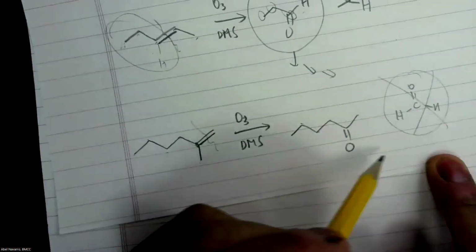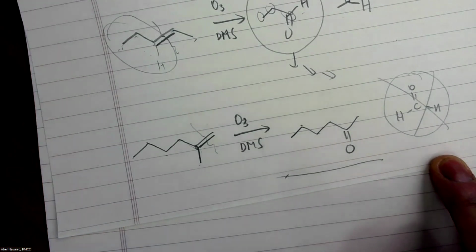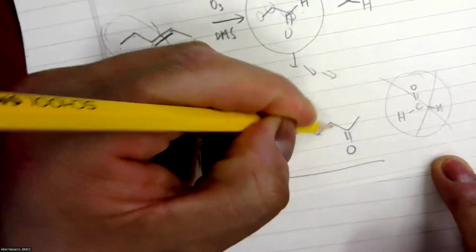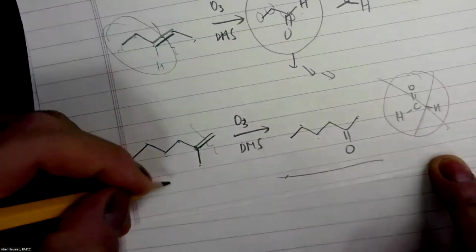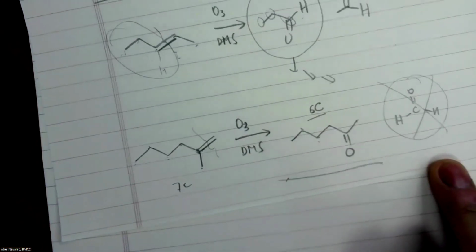What happened with this guy? That will be the side product, but I don't need this one. I really needed this guy. Okay, so 1, 2, 3, 4, 5, 6, 7 and 1, 2, 3, 4, 5, 6. I went from 7 carbons to 6 carbons. So that's one way to do a chain reduction.